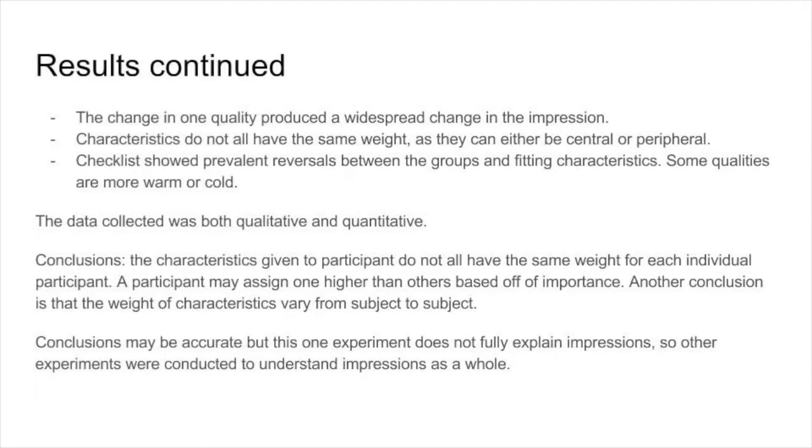Overall, the results of this experiment demonstrated that the change in one quality produced a widespread change in the impression. This was shown because when the words in the description, such as warm or cold, were changed, the overall impression that the participant developed about the person also changed. Characteristics do not all have the same weight, as they can either be central or peripheral. In this example, warm and cold were central characteristics, which is why they had as much of an impact on the general impression. Another result was that the checklist showed prevalent reversals between the groups and fitting characteristics, so some qualities are more warm or cold, or the participants perceive them to be that way.